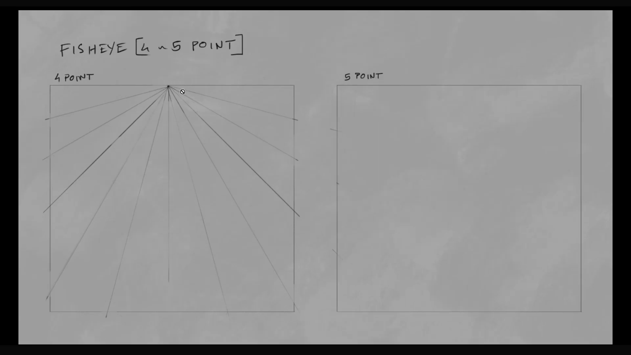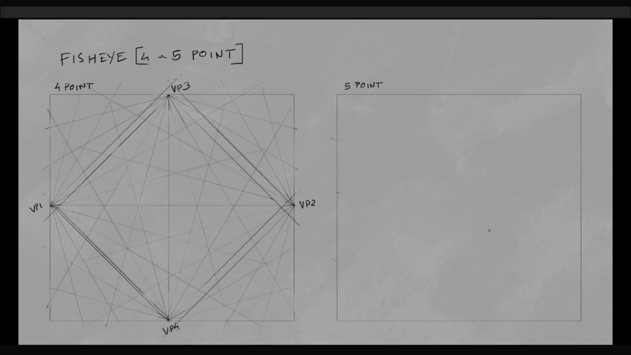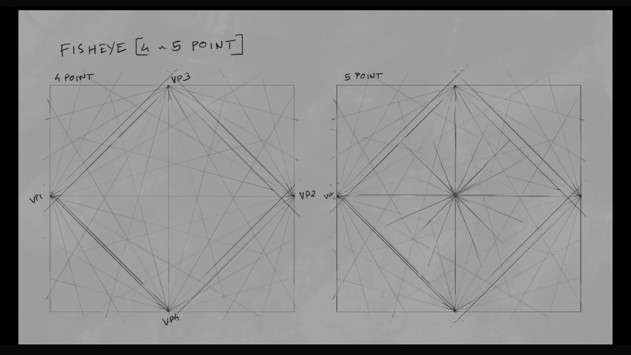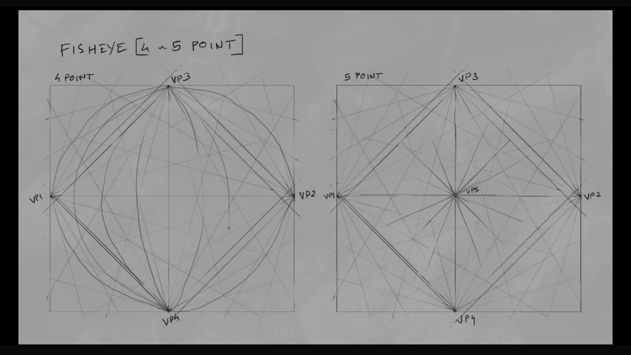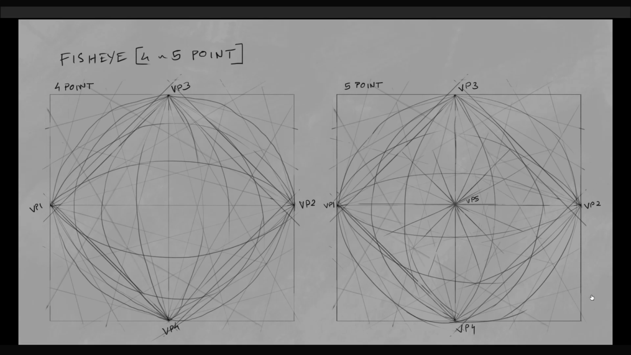Okay, now for the 4 and 5-point perspective, also known as the fisheye perspective. As the name suggests, there are 4 points, and all those lines converge from those vanishing points as I have shown. And in the 5-point perspective, there are 5 points. The 5th point is at the center, so everything converges onto that point.